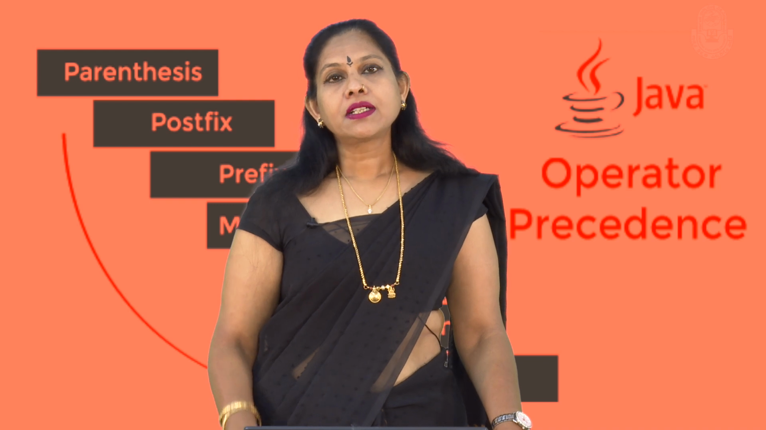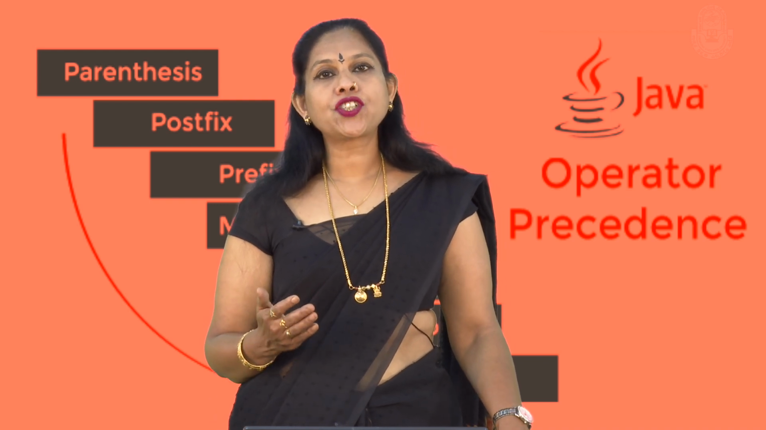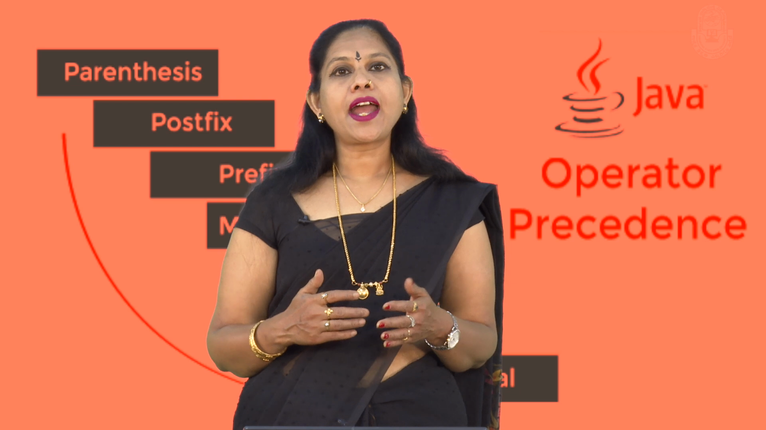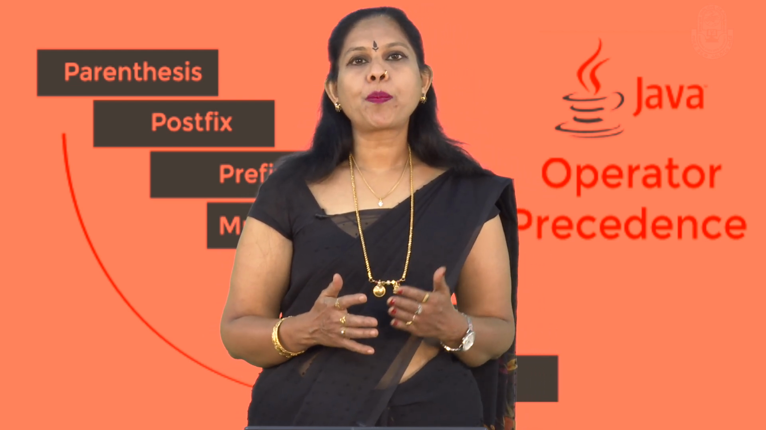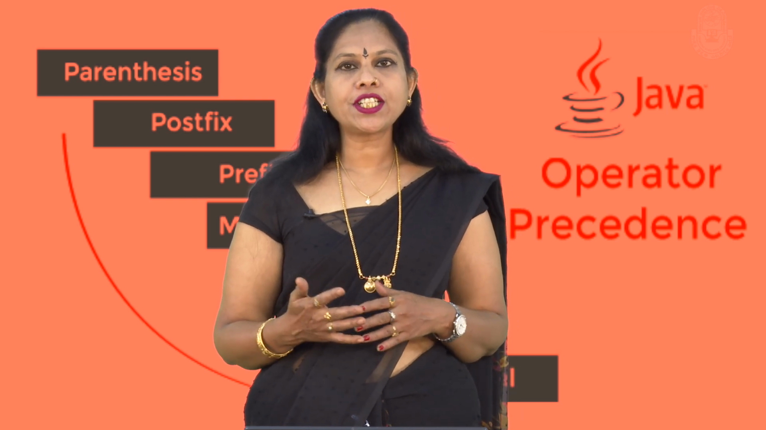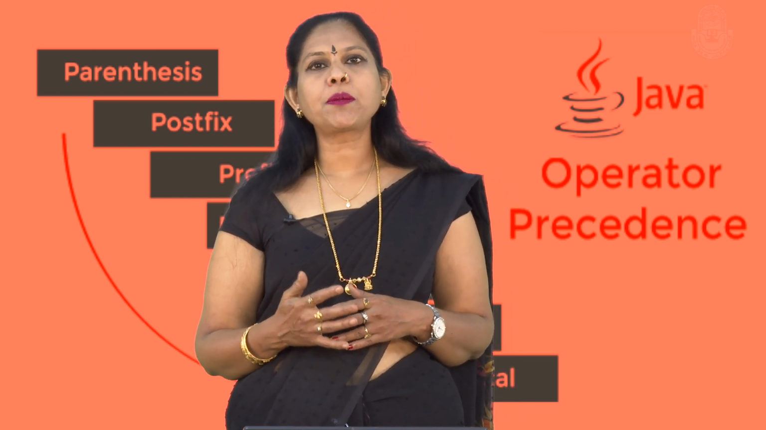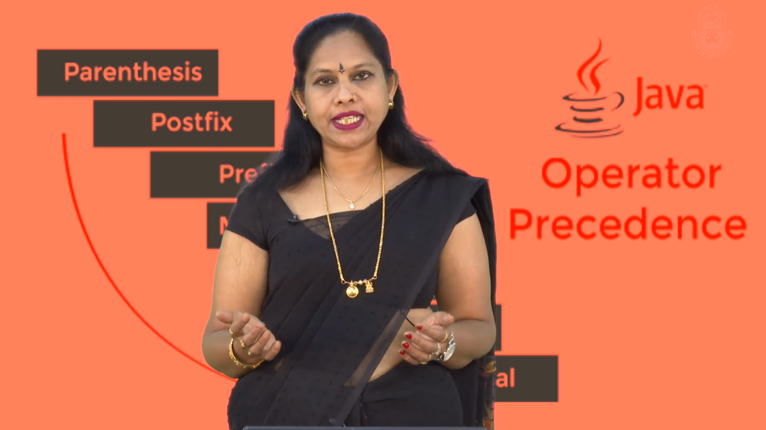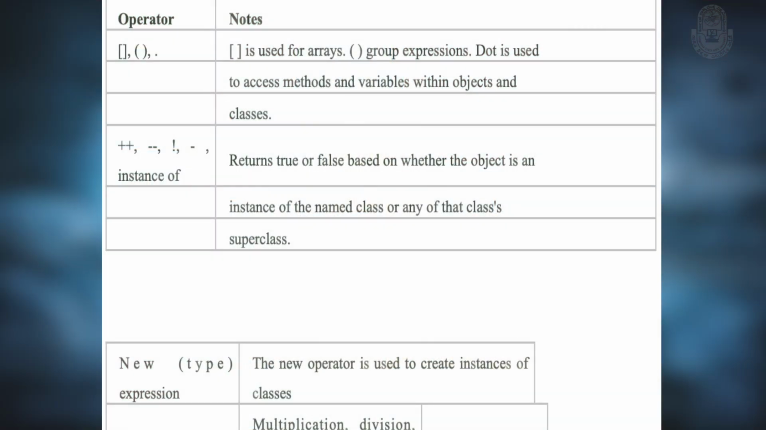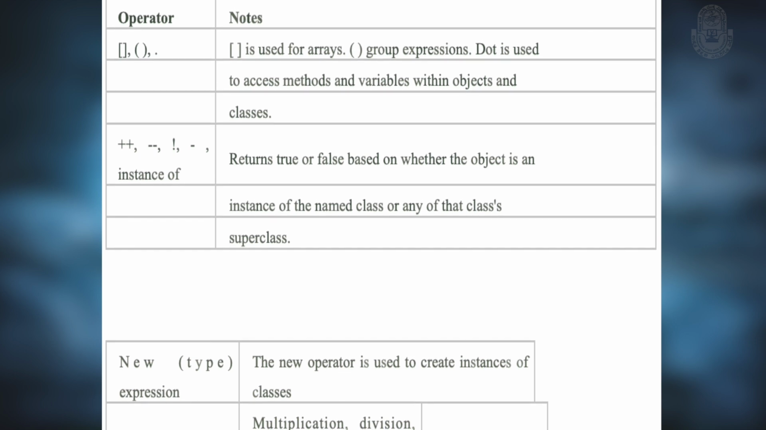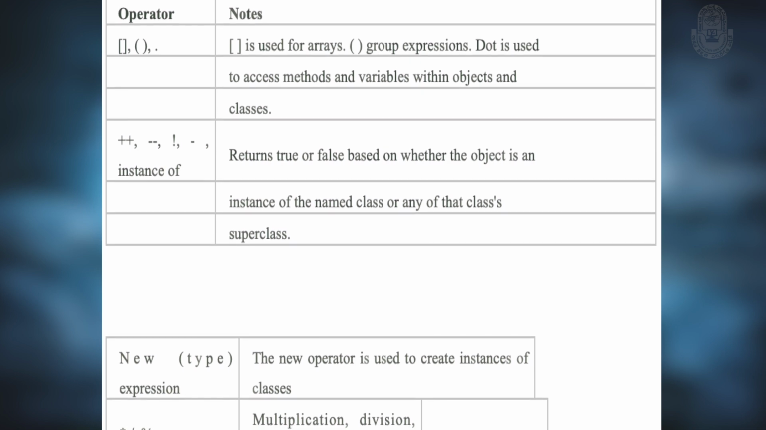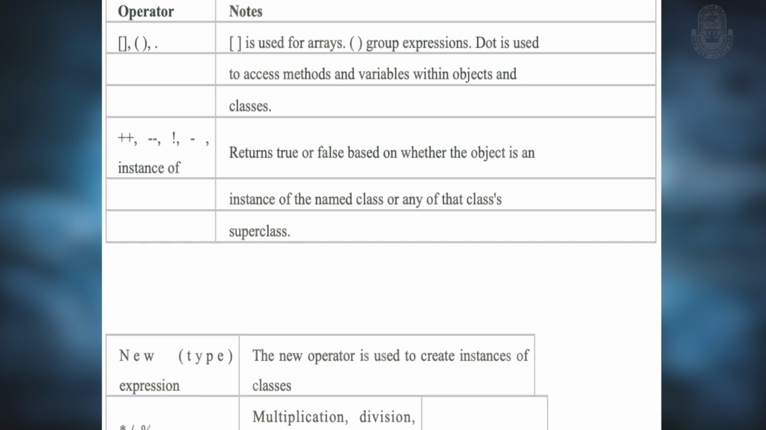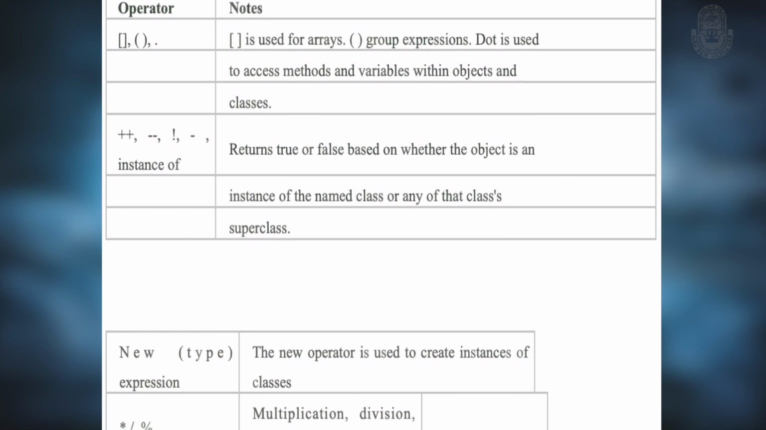Operator precedence. The order in which the expressions are evaluated and their overall value is determined by the operator precedence. The following table indicates the specific precedence of the various operators. Square brackets are used for arrays. Round brackets are used to group expressions. The dot operator is used to access methods and variables within objects and classes.